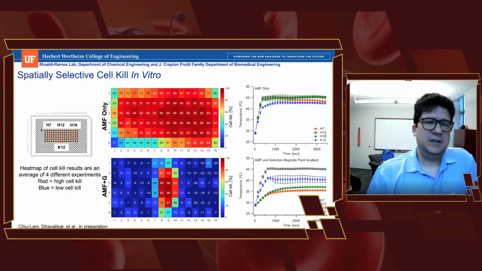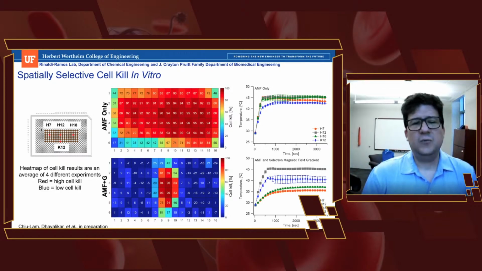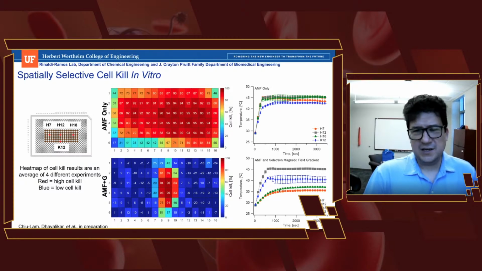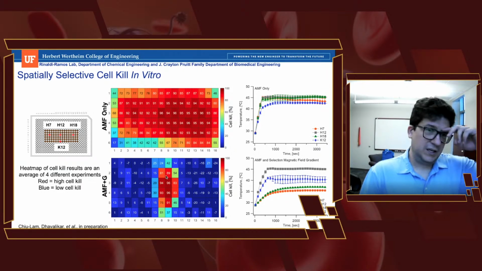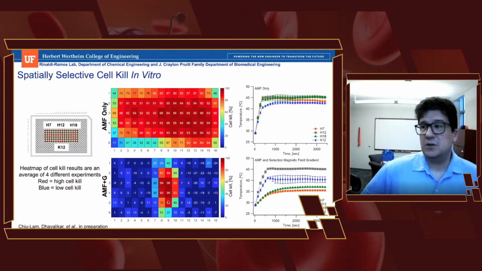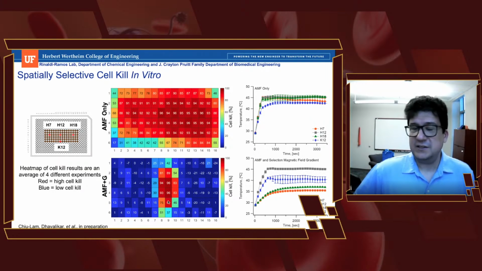Now, if we do this in the selection magnetic field gradient, we get a situation like this, where the central wells are heated to the hyperthermia range. The wells in the periphery are not heated to the hyperthermia range. And we see that only the central wells are being heated, the cells are being killed. And the size of this region is actually in the order of a centimeter or so. And so what this means is that in principle, we could control heating at a spatial length scale that is typical of many tumors that would be treated.